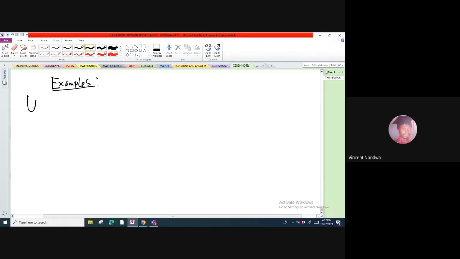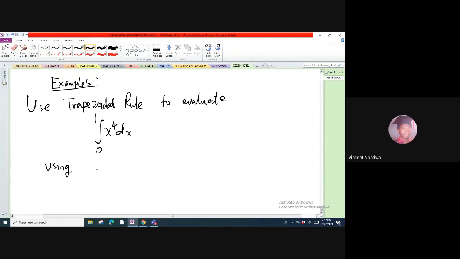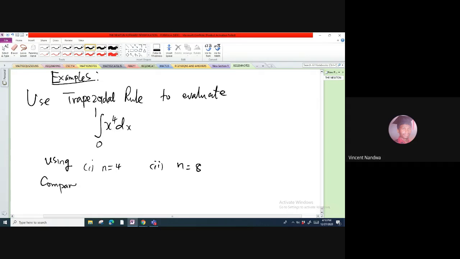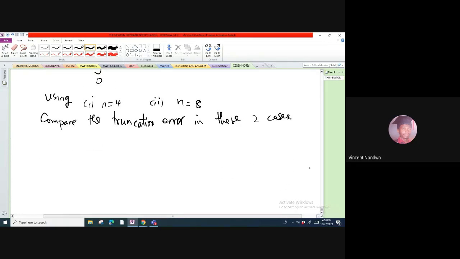Use the trapezoidal rule to evaluate, starting with just a simple function, the integral from 0 to 1 of x power 4 dx, using first the case n equals 4, and then n equals 8. Then compare the truncation error in these two cases. Good. So solution.